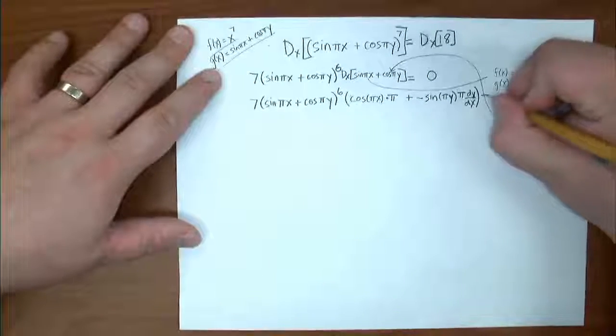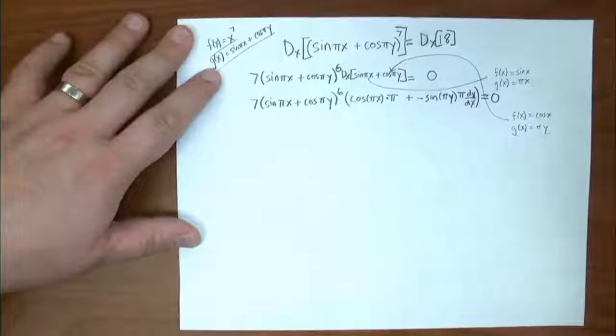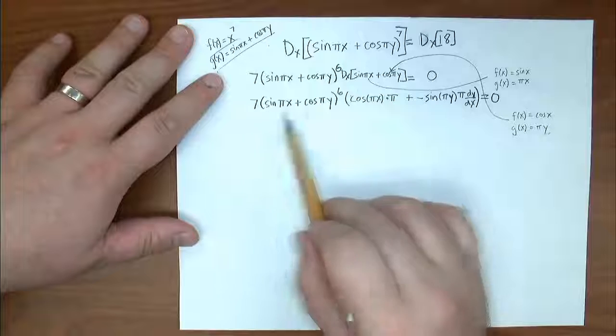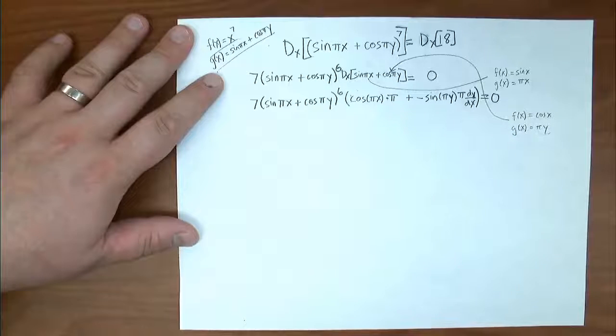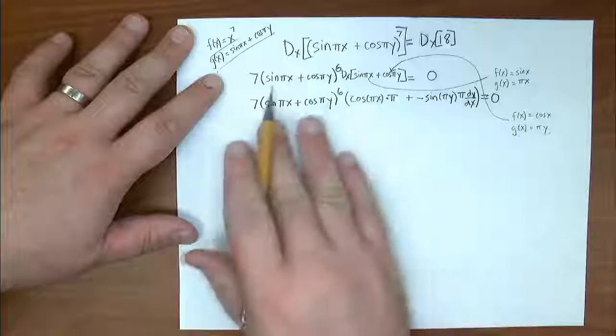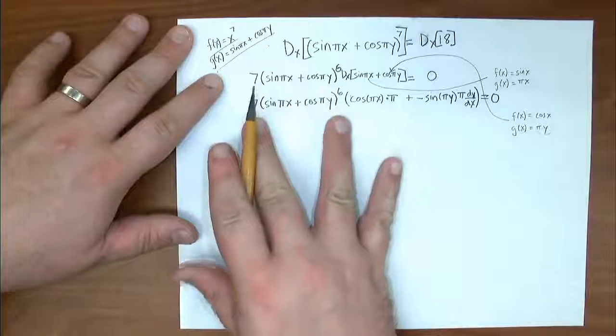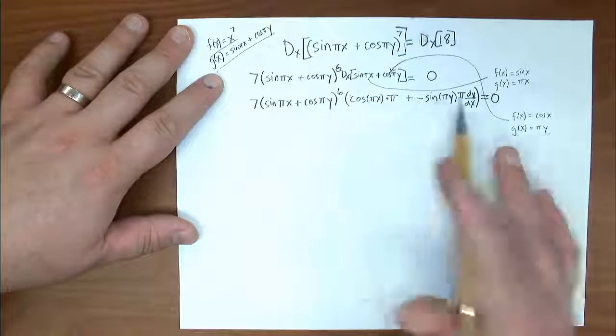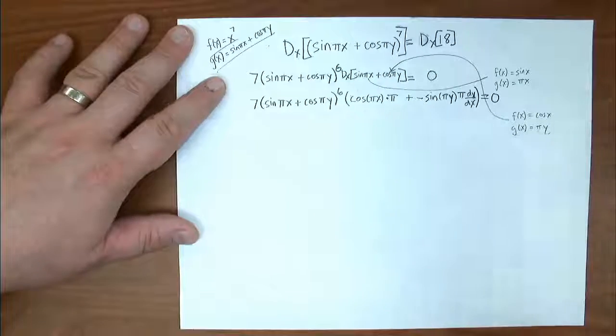Equals 0. Sorry, almost left that off. So we need to isolate that dy/dx. Let's see here. We have this thing right here. This is a single item. That's a 7 times something to the 6th power, times this, times this. So we have just a big distributive property to worry about.